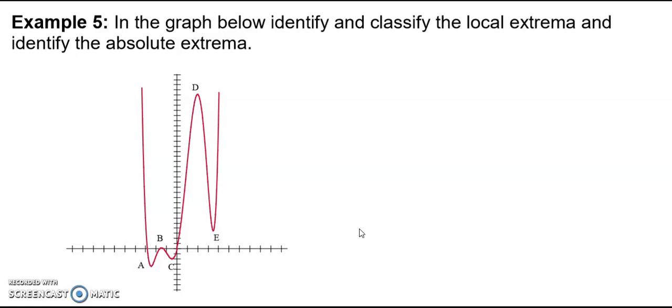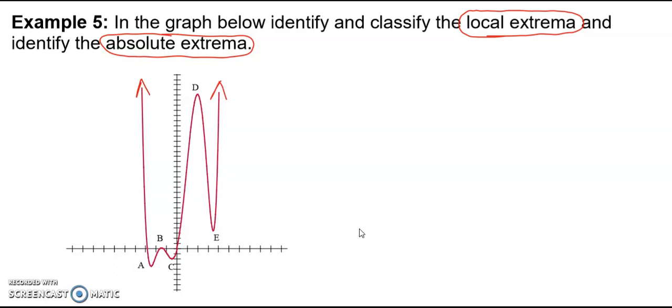What it says to do is identify the local extrema. Now what that means is the local max or the local min, and then the absolute extrema, so the absolute maximums and the absolute minimums. Now you're going to assume that these two sides of your curve go up forever and ever, and they go up to positive infinity.